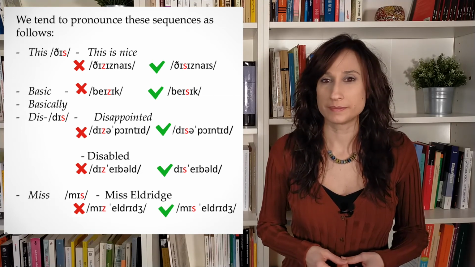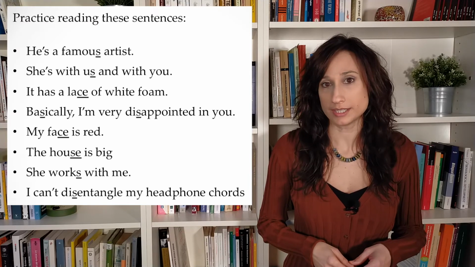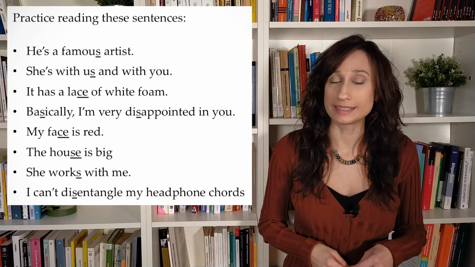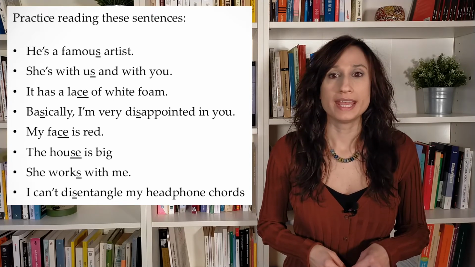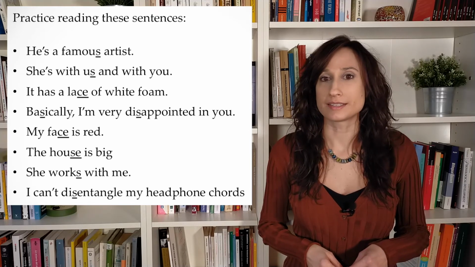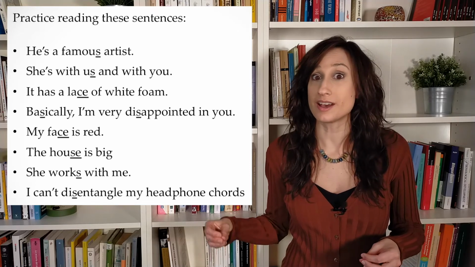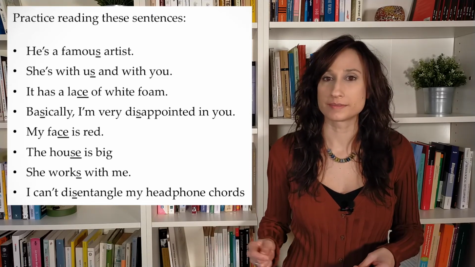Right? Good. So let's practice with a few sentences that contain words that end in a voiceless consonant that should not be voiced. We would voice it in Catalan, but we can't voice it in English, okay? Number 1, he's a famous, voiceless, famous artist. He's a famous artist. Famous artist, not "famouz artist".